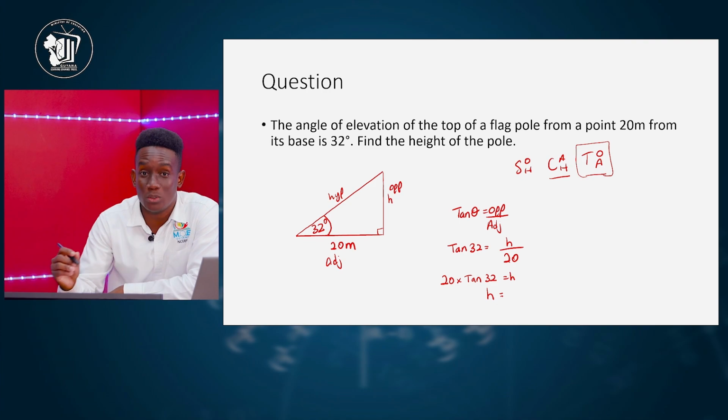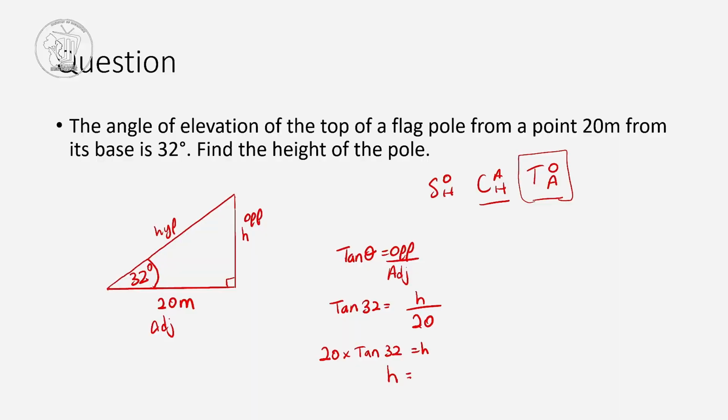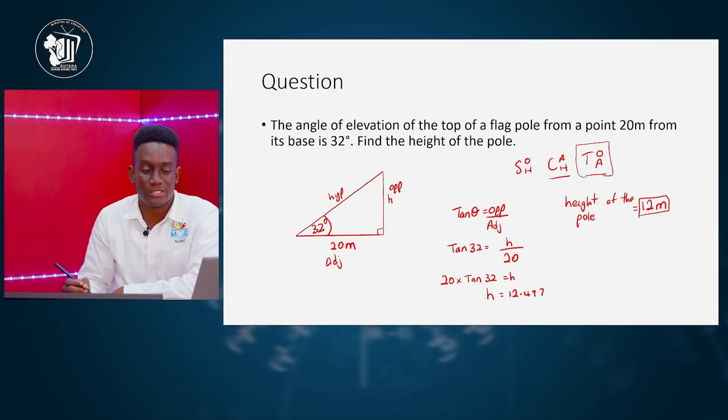So the height will be equal to, we of course punch this in our calculator, 20 multiplied by tan 32, which would give us 12.497. And if you want to round this off correct to the nearest meter, the height of the pole will be equal to 12 meters. And that would be the final answer for this question.